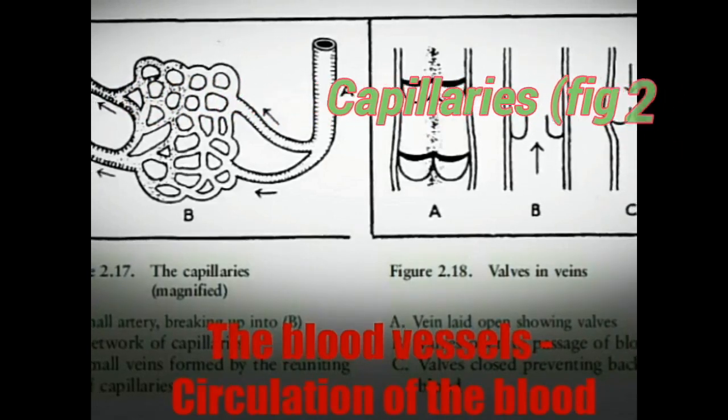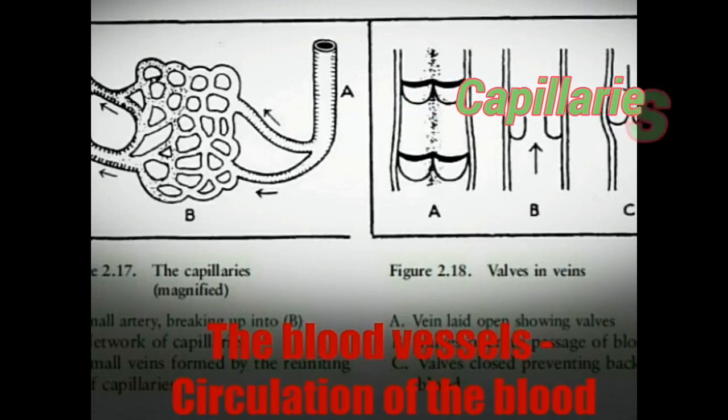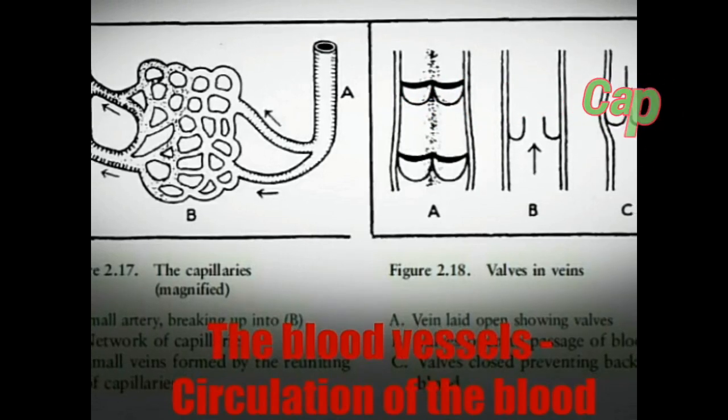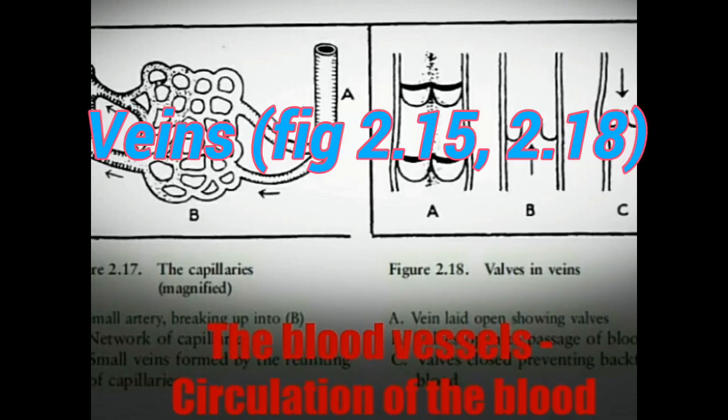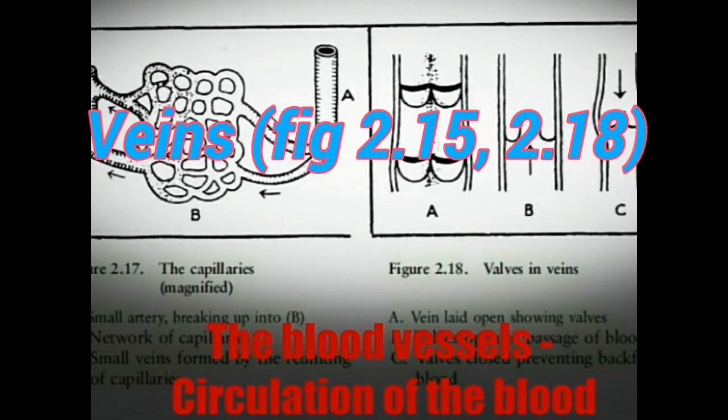Capillaries, Fig 2.17. It is when blood is passing through the capillaries that the essential work of the blood, namely the nourishment of the tissues, is done.